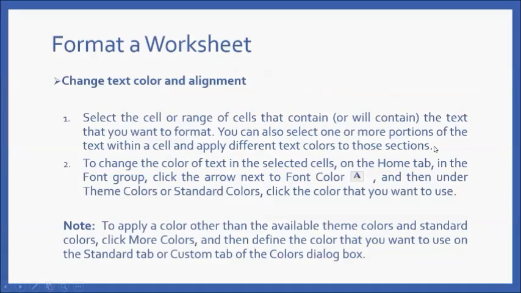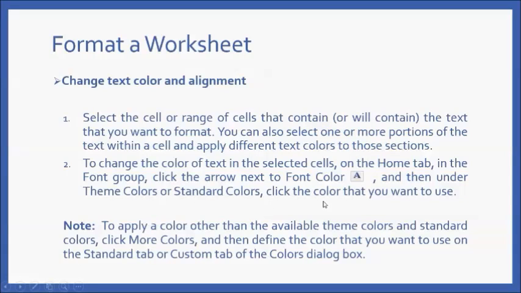The second one is to change text color and alignment. Select the cell or range of cells that contain or will contain the text that you want to format. You can also select one or more portions of the text within a cell and apply different text colors to those sections. To change the color of text in the selected cells, on the Home tab in the font group, click the arrow next to font color. And then under the theme colors or standard colors, click the color that you want to use.